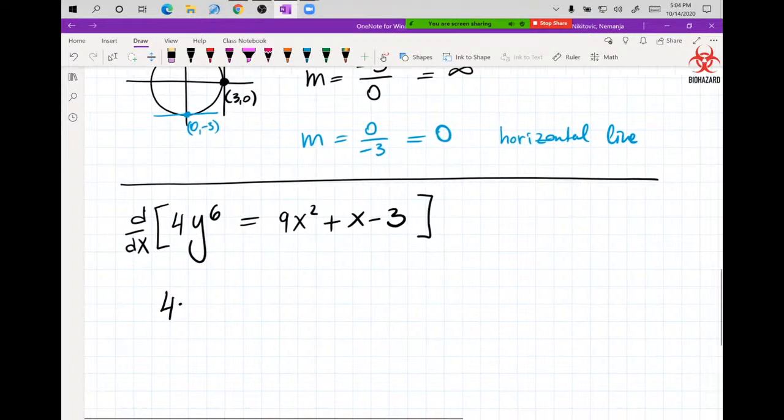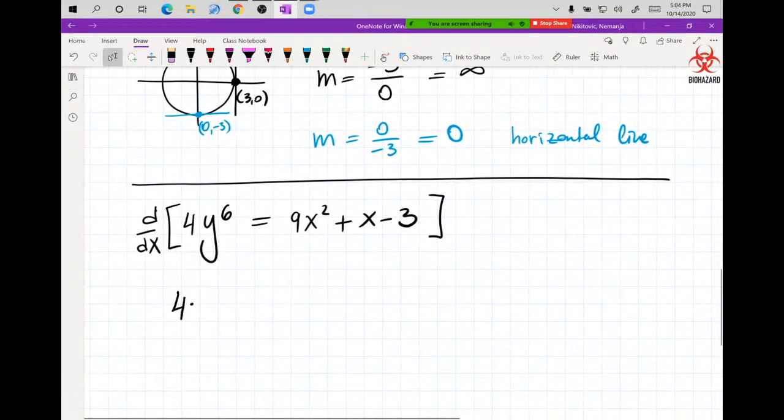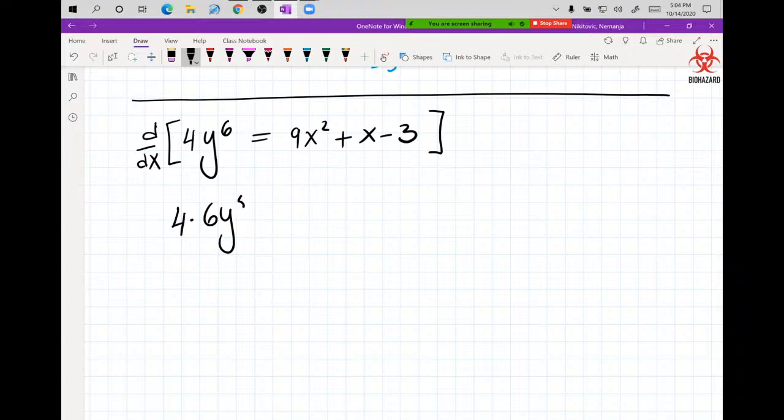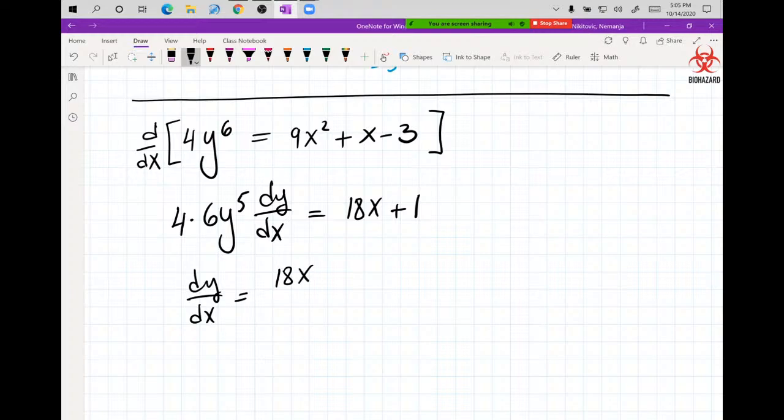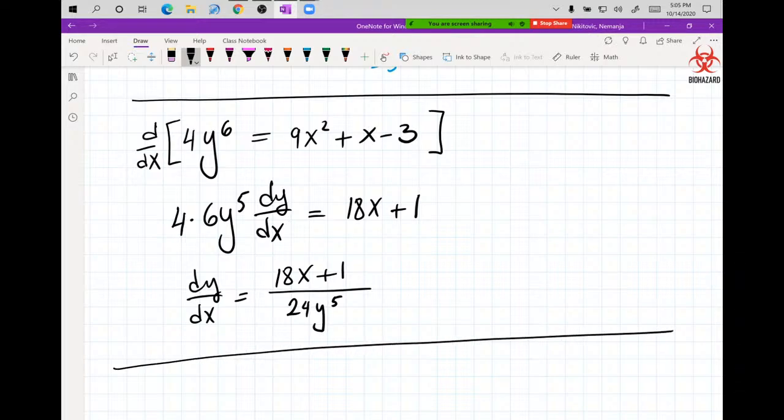So 4 times 6y to the 5, and because I took the derivative of y, I have to follow with dy dx from the chain rule, equal to 18x plus 1. All I need to do is get rid of this mess, and dy dx is alone. So dy dx is equal to 18x plus 1 divided by 24y to the 5. We're done. That's it. That's the derivative.